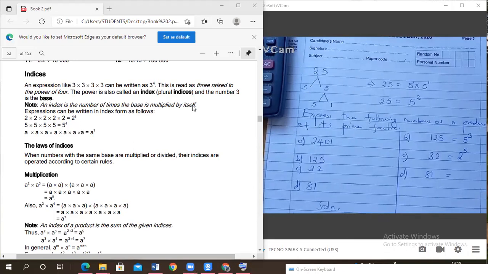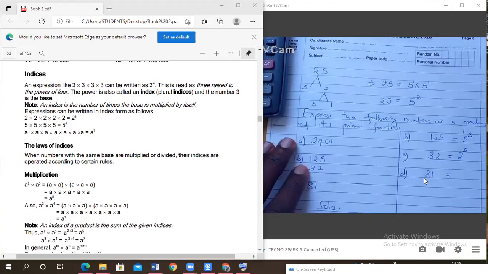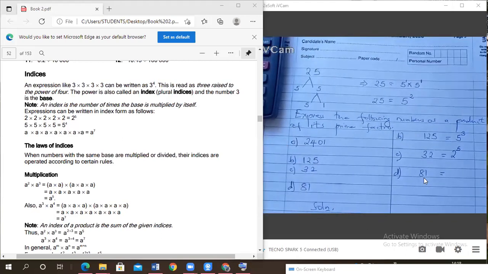Jacob, what do you get when you decompose 81? We get 3 to the power 4, right? Remember, is that what we are getting? Yes, teacher. So the process of doing that is what we call prime decomposition.